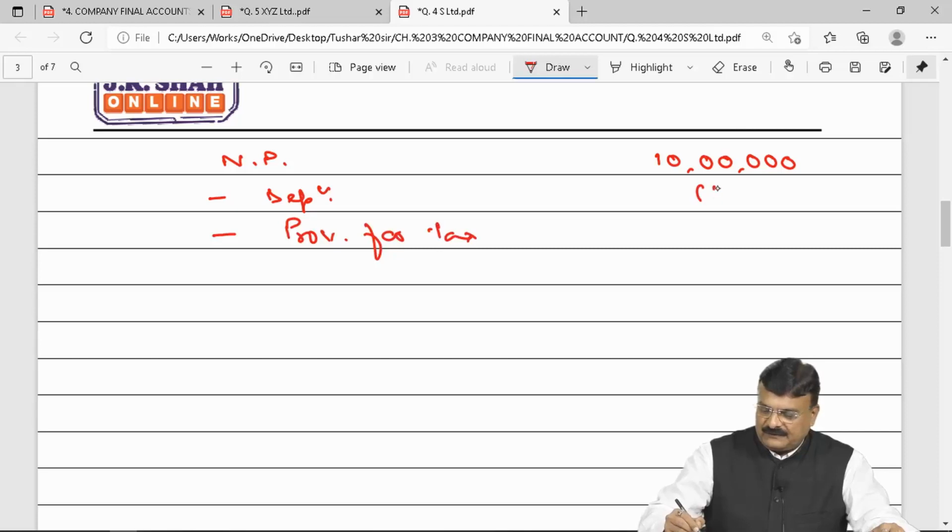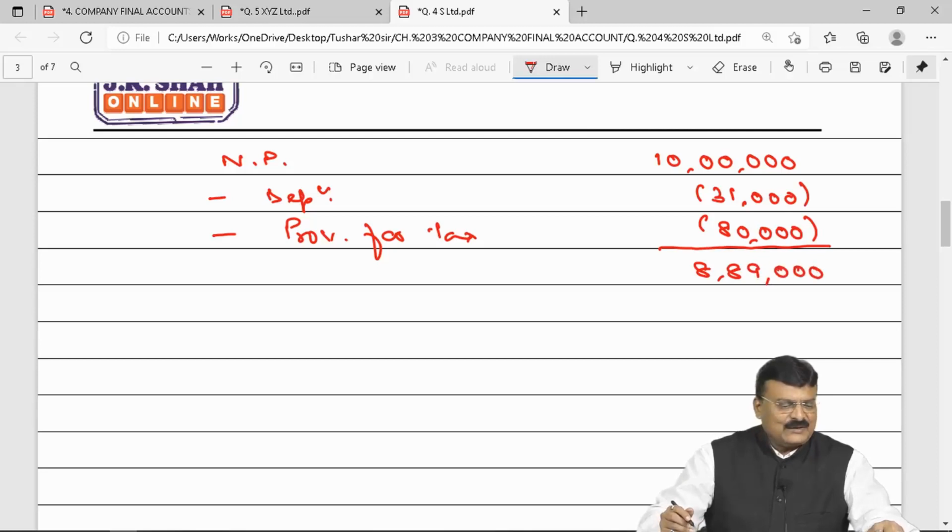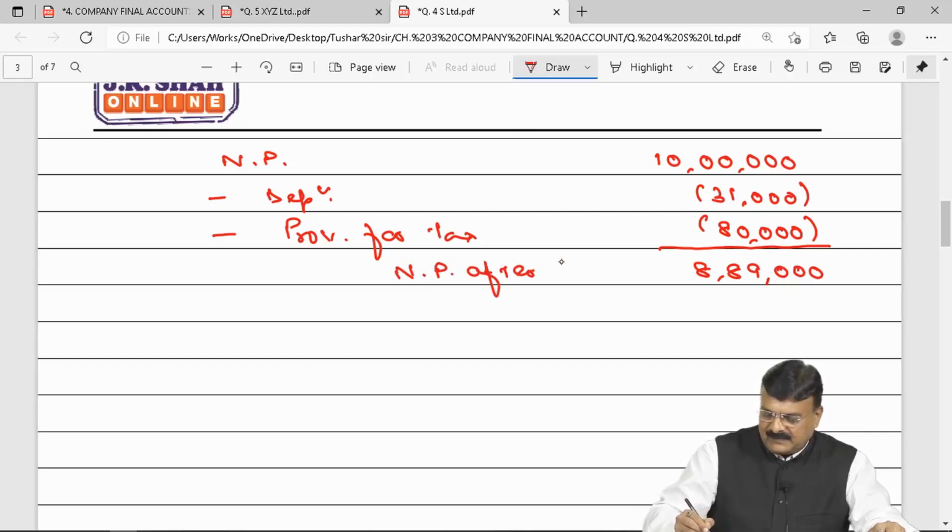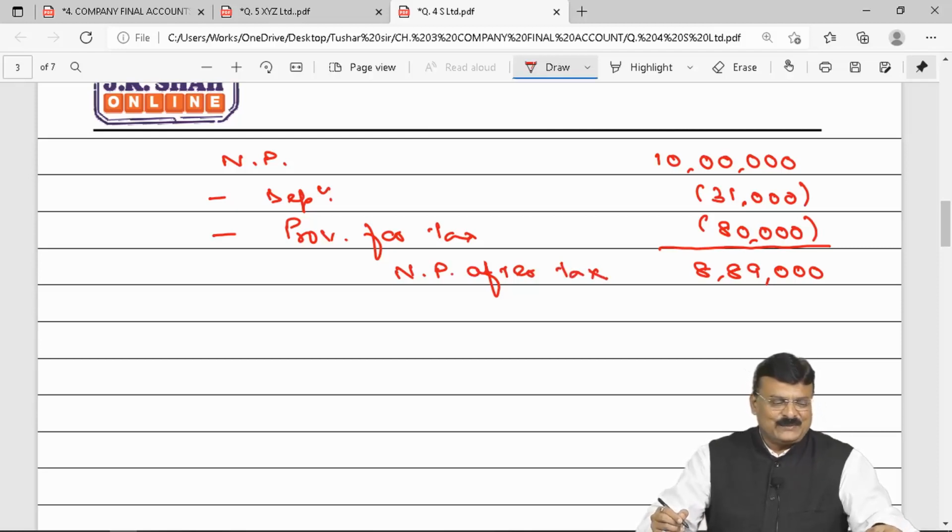My depreciation is 31,000 and my provision for taxation is 80,000. So when I subtract this, what I get is my net profit of current year. 8,89,000 is net profit after tax. You can call it net profit of current year, 889.